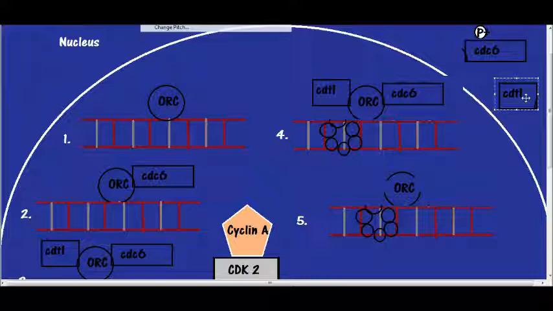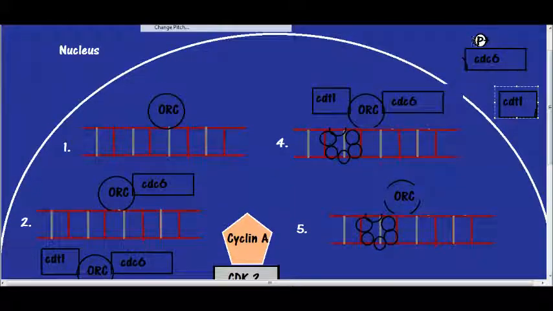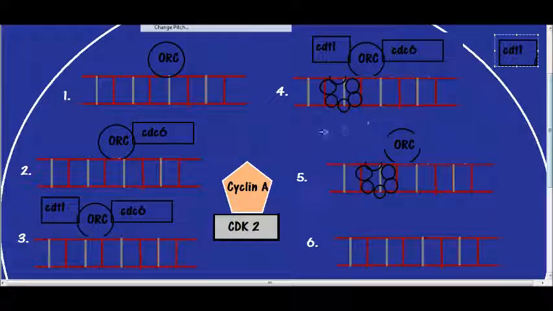What this essentially ensures is that replication only happens once, because CDC6 and CDT1 are needed for replication to happen. So if you get rid of them, replication can only happen once. So this is kind of a safety measure.